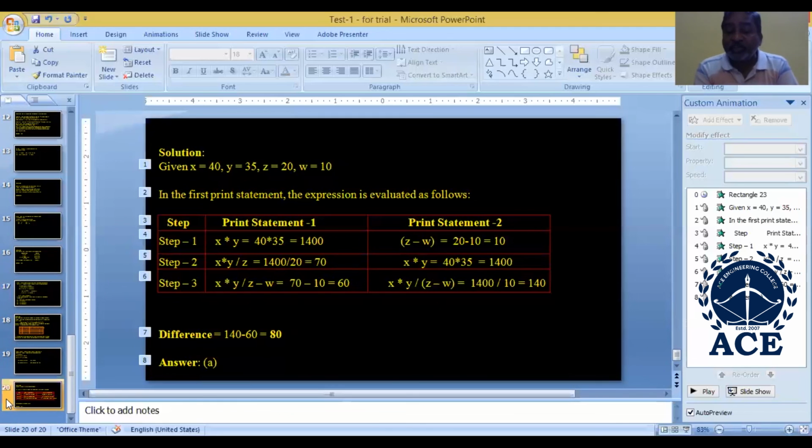z minus w is computed first because of the parentheses, which have the highest precedence. So z minus w is 20 minus 10, equal to 10. Next, multiplication. x star y is 40 into 35, that is 1400. And x star y by z minus w is 1400 by 10, that is 140. So in the second case the result is higher, but the question is on the difference. So what is the difference now? 140 minus 60, that is 80. So both statements differ by a value of 80, and the answer is A.